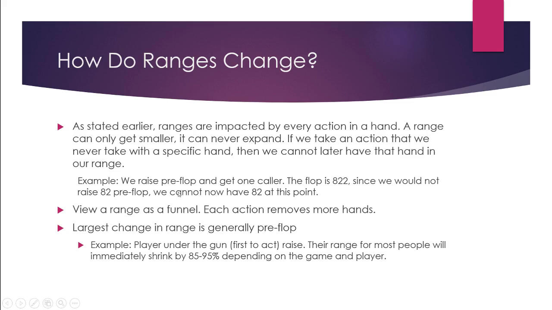For example, we raise pre-flop and get one caller. The flop is 8 deuce deuce. Since we're not going to be raising 8 deuce pre-flop, we cannot now have 8 deuce on this flop. This is important to remember because I see a lot of new players making an error where they'll say that somebody had a hand that they cannot have because it's been removed by a previous action. So view a range as a funnel. Every action puts those hands through the funnel, and you have less and less hands no matter what happens.